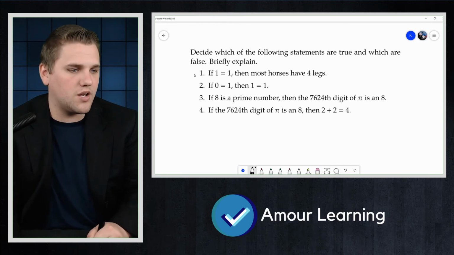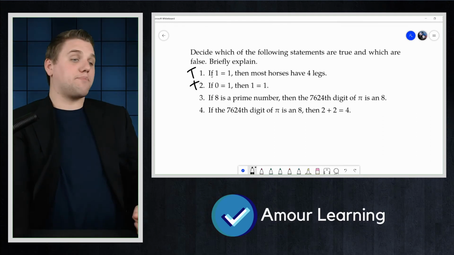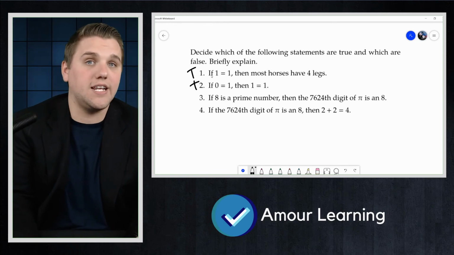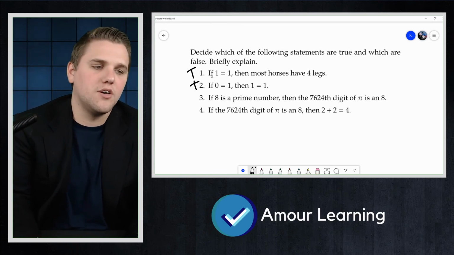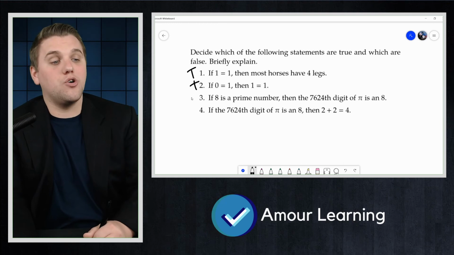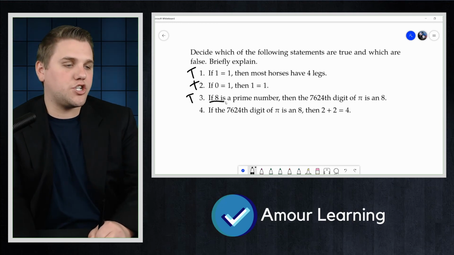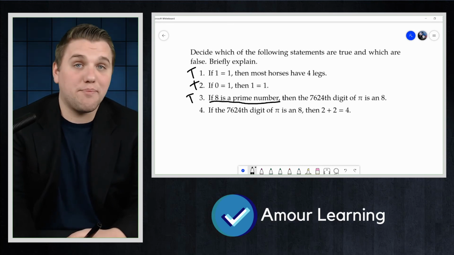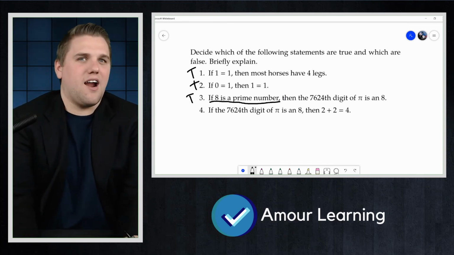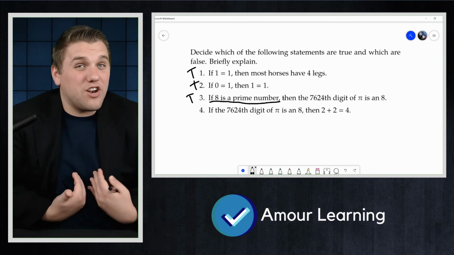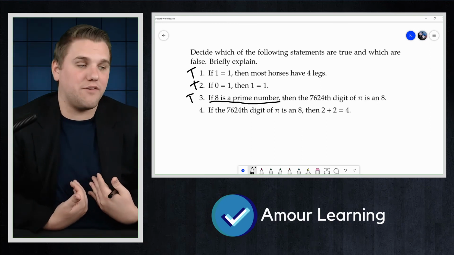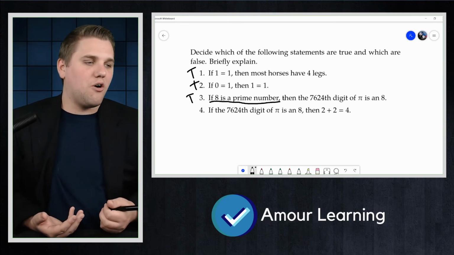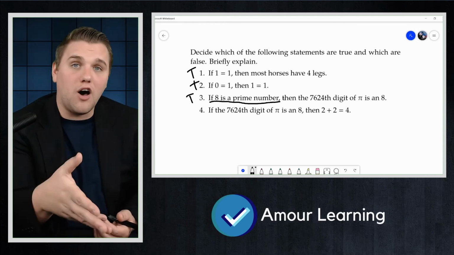And let me label these so that you can have a reference. Number 3: If 8 is a prime number, then the 7,624th digit of pi is an 8. Is that true or false? Well, that's true because, like number 2, that right there is false. 8 is not a prime number, and so I don't really even care about the conclusion. I don't even know if the 7,624th digit of pi is an 8. I have no idea. I don't do that for fun. But it doesn't matter because the hypothesis is false.